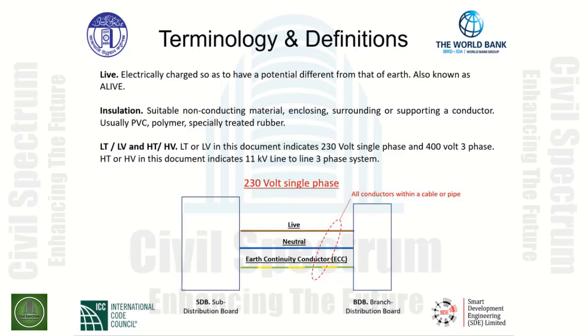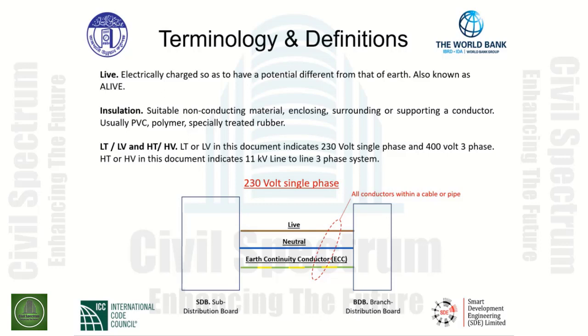LT, LV, and HT, HV is defined as follows. LT or LV in this document indicates 230 volt single phase and 400 volt three phase. HT or HV in this document indicates 11 kV line to line three phase system. We use this definition to indicate our lower voltage and higher voltage systems.